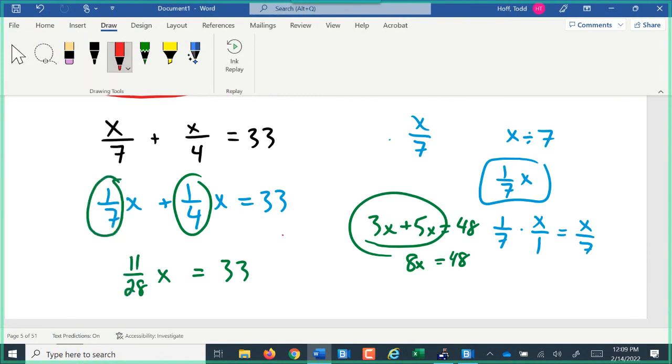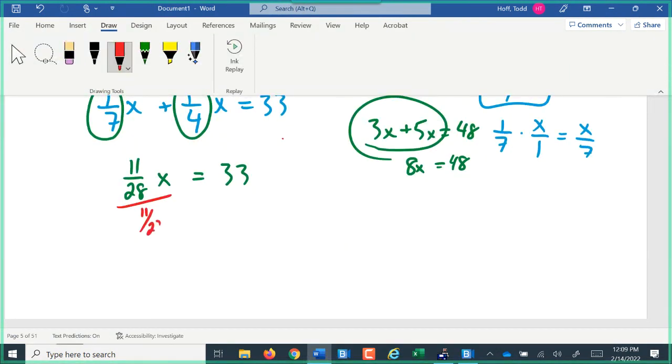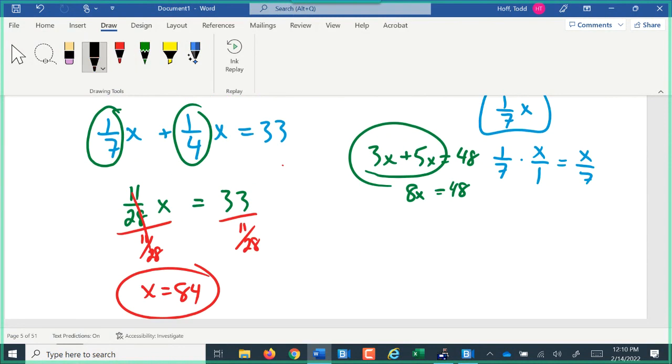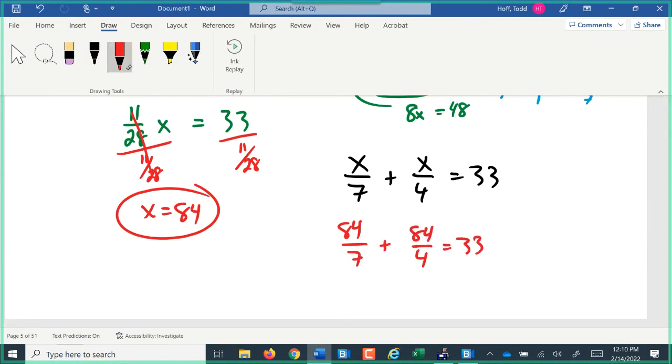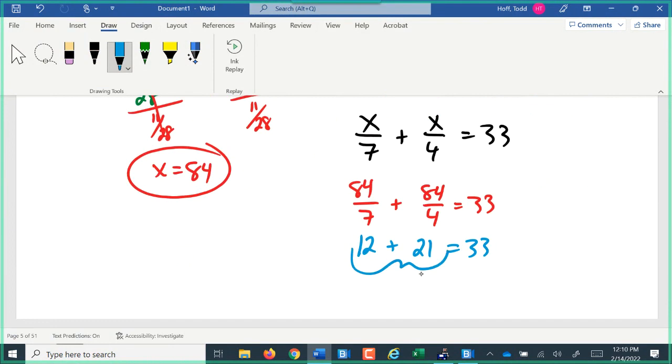Getting x by itself, x is multiplied by the 11/28. We will divide by 11/28. x equals 33 divided by 11/28. x equals 84. Now, just like in all of our other examples last week, if you wanted to, you could double check this. You could go back to that equation, x over 7 plus x over 4 equals 33, and you could plug 84 in for x. 84 over 7 plus 84 over 4. 84 over 7 is 12. 84 over 4 is 21. And of course, 12 plus 21 does equal 33. So we have the same value on each side of that equation.